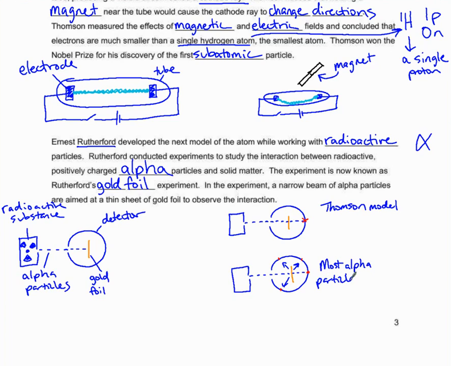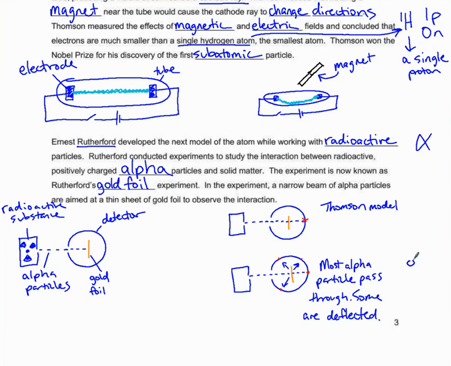So most of the particles pass through. But some are deflected. Basically means they bounce or something. Somehow they are being put off course. They're no longer going in a straight line. They are going off at different angles.